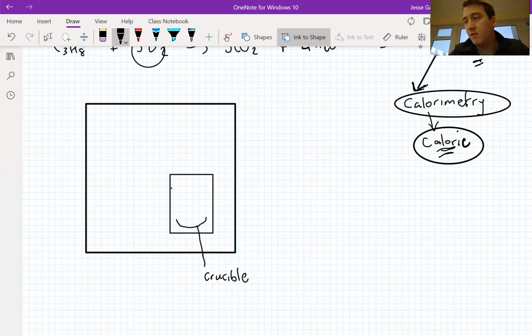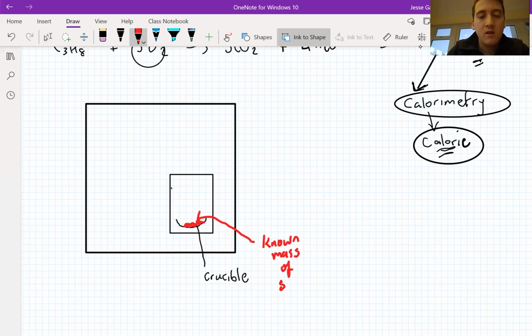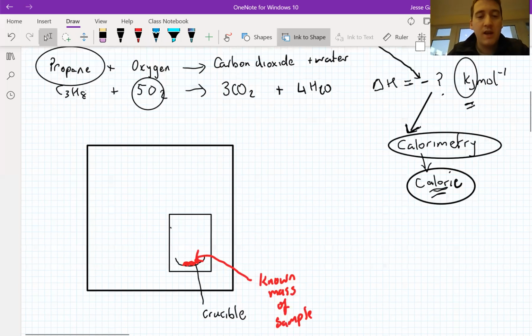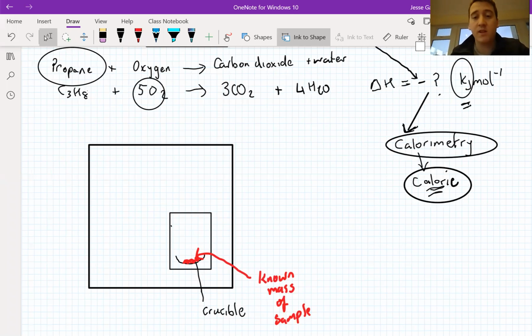And into the crucible, you can put your sample, and you will put a known mass of the sample. So you would measure out a specific amount of grams, a known mass of the sample to be tested. So whatever substance you want to find out how much energy it releases when you combust it, you would take a known mass of that sample, probably 50 grams or 100 grams, and put it into the crucible, and then you will put it into this chamber inside this device.